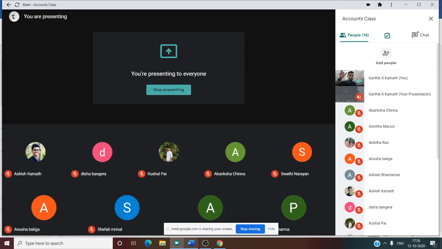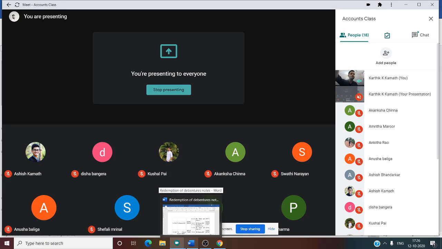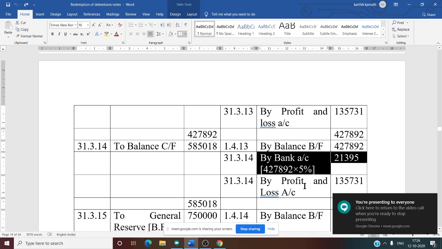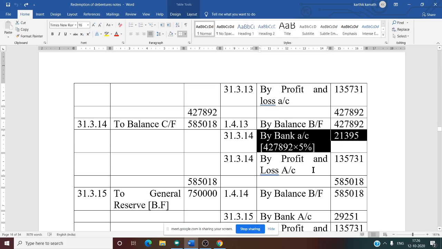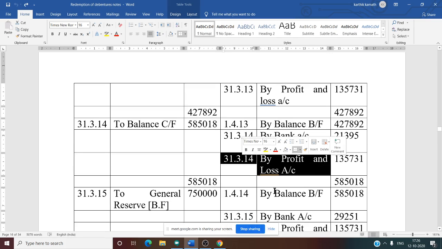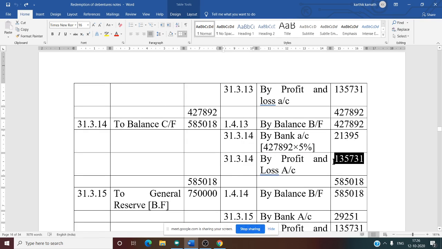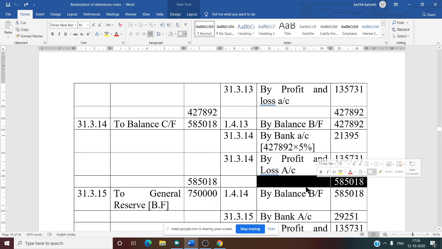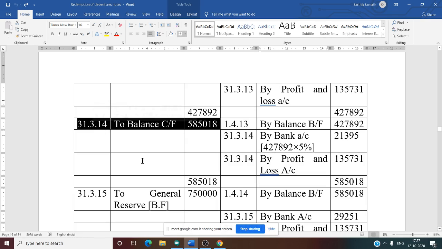So what is a simplified journal entry? Bank account debit to debenture redemption fund account. Bank account debit to debenture redemption fund, simplified entry. So 21,395 is the interest amount. After that, same thing, profit and loss account information 1,35,731, same for every year. So now fourth year total is 5,85,018. No other entry. Close the fourth year.